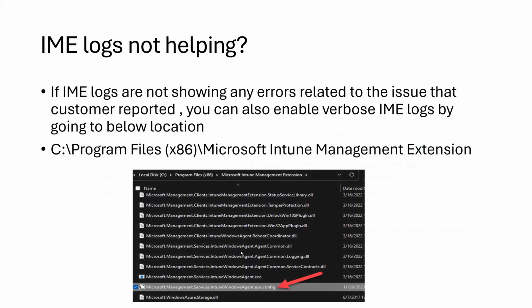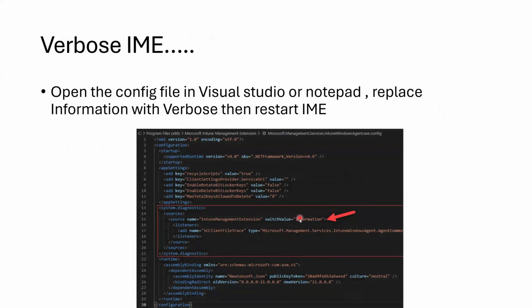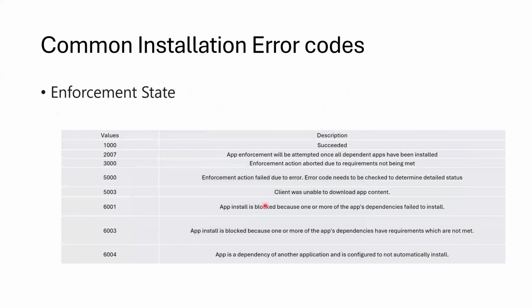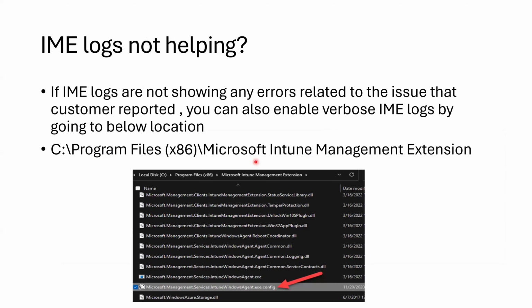Another thing: if the IME logs are not helping, you can increase the verbosity of the IME logs. You can go to the configuration and change it. This is where the IME logs are. It gives you level 2 information, and 99% of the time you'll already see what the issue is. But if you still don't understand the issue, and usually you don't have to do this, Microsoft support will come and tell you to open this .config file.